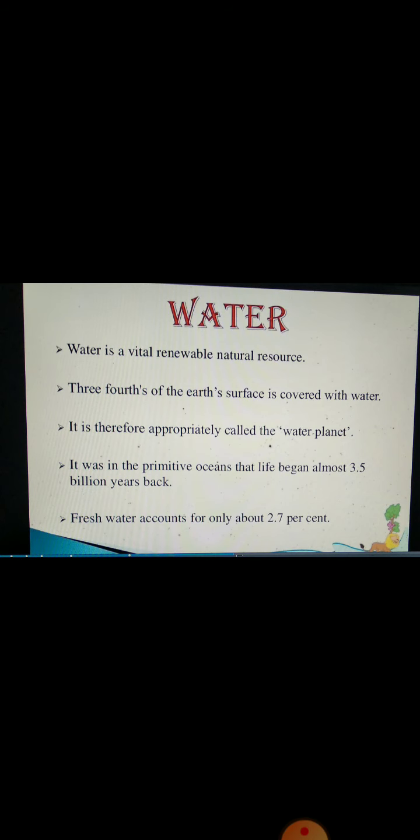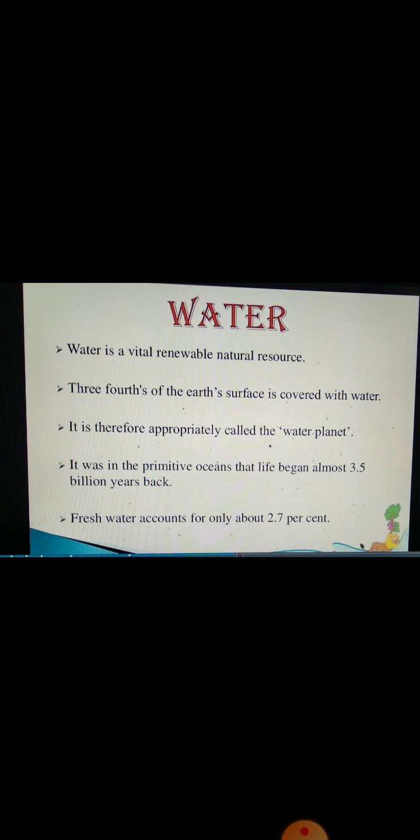Water is a vital renewable natural resource. Why do we call it a renewable natural resource? Because we had already studied in the previous class, somewhere in geography or in science also, about the water cycle. Understood? And in this water cycle, we have two important methods, evaporation and condensation.